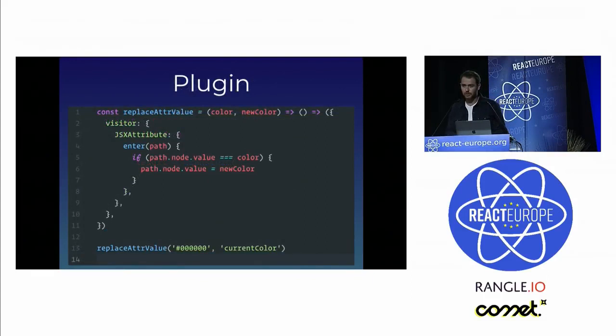Now an example of a plugin. This one will replace an attribute value by another attribute value. I use it to replace a color in my SVG by currentColor. currentColor is a magic CSS property that says just use the text color. So if you do it in SVG, your SVG will behave exactly like a font icon.